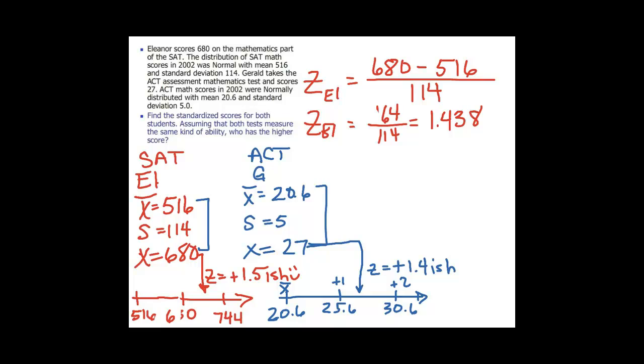And now let's calculate Gerald's z-score. z of Gerald is going to be his score, 27, minus the mean, 20.6, all over the standard deviation of 5.